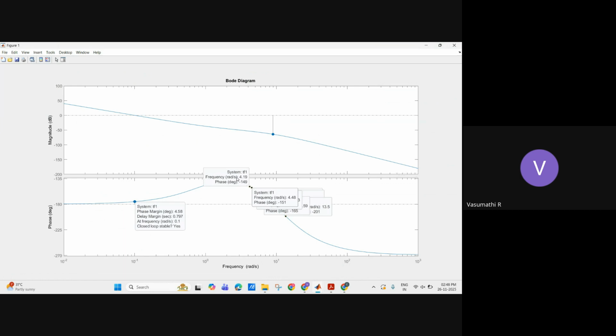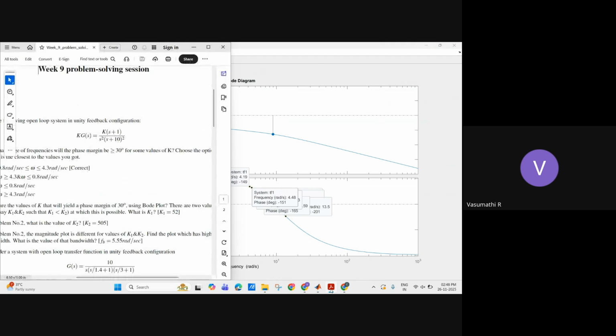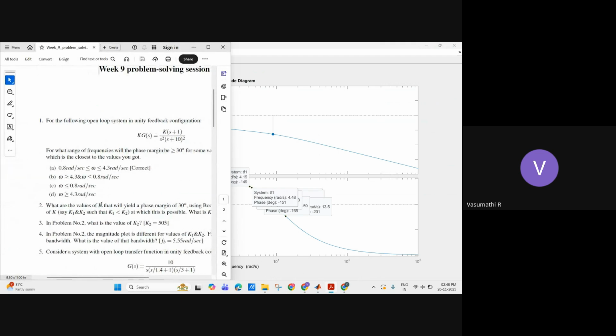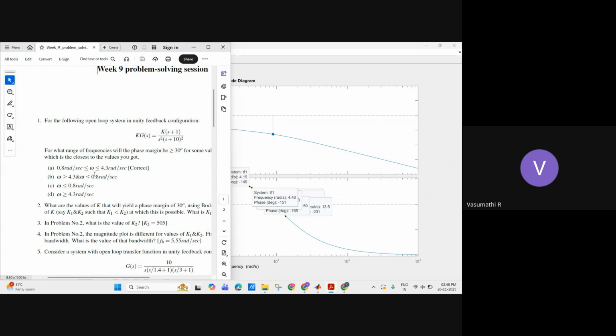So now the frequency for this phase is 4.19, right? So this is between 4.19 and 4.48. Whatever frequency you choose between approximately 4.1 and 4.5 will be the correct answer. So in the options, we look for this value, omega between 4.1 and 4.3, whatever.